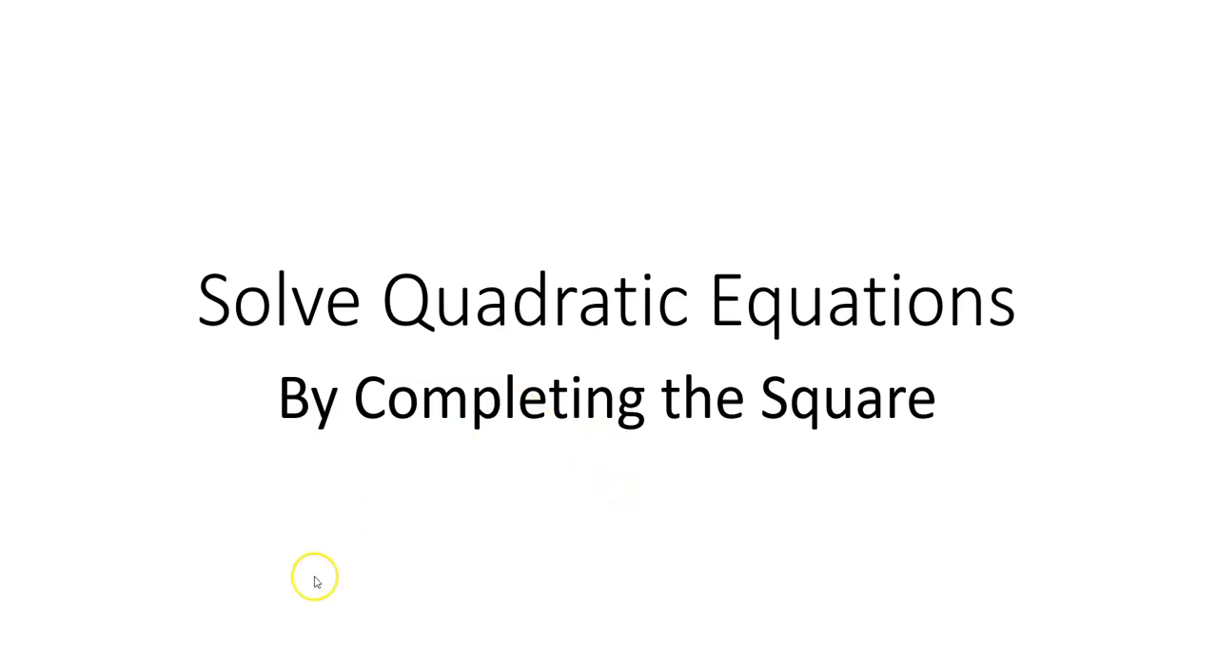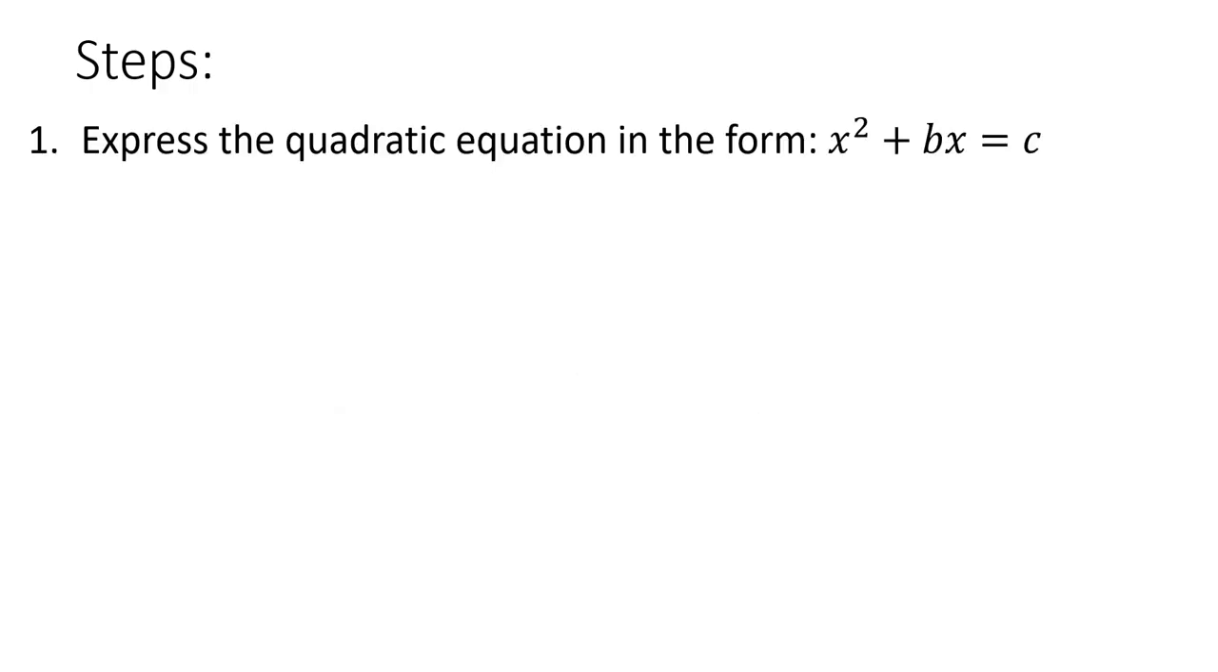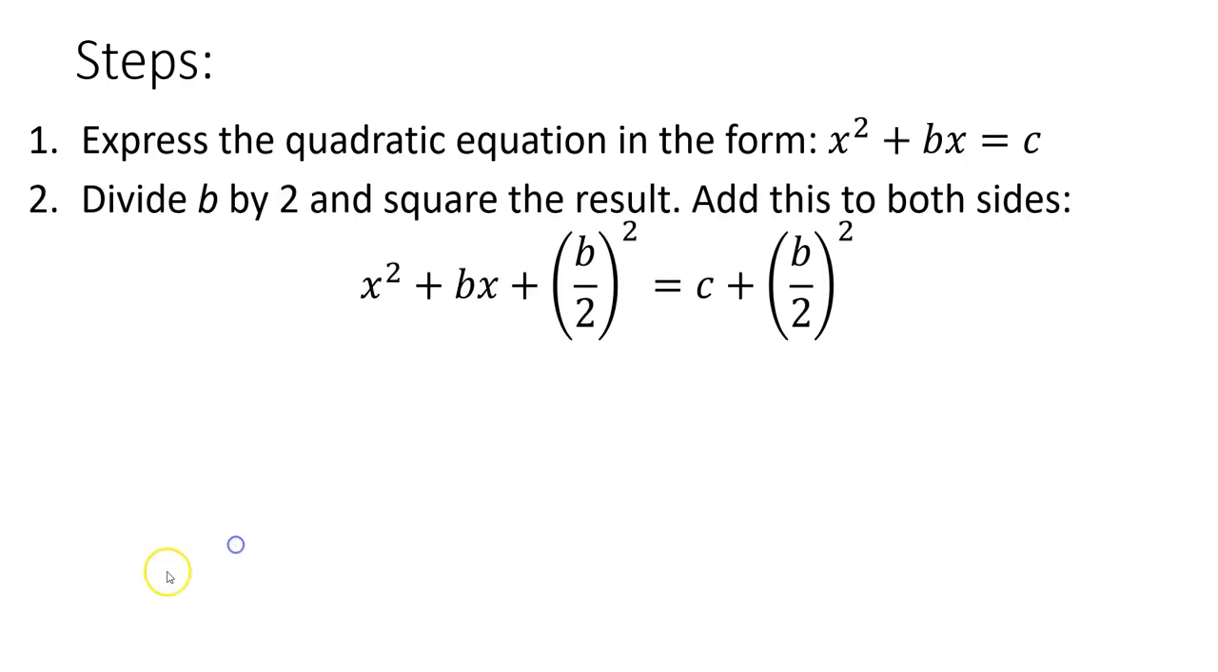Let's solve quadratic equations by completing the square. First, let's just review the steps. So first, you need the quadratic equation in the form x squared plus bx equals c. Notice the coefficient of the x squared term must be 1 and the constant must be on the right side of the equation by itself.